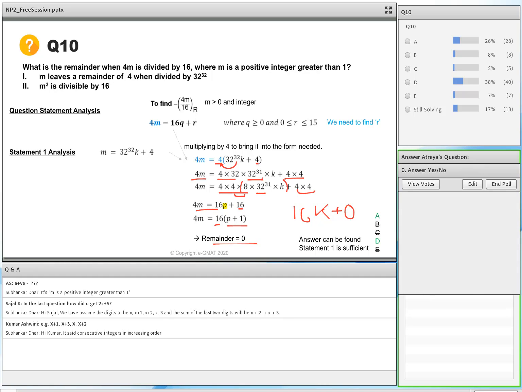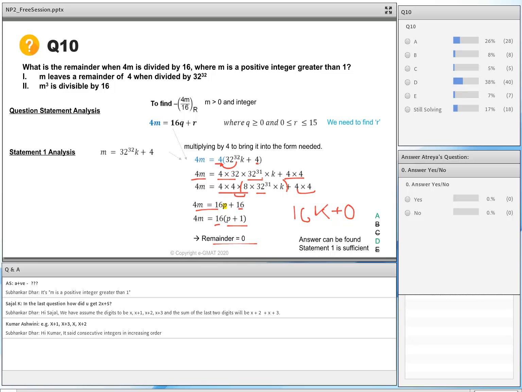Now, how many of you are with me till this step? Is it clear up till this point? All right, cool. So I'm going to end the poll here and let's move into the next statement, that is statement number 2.